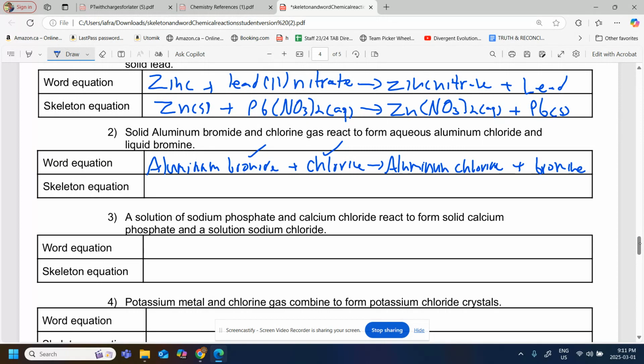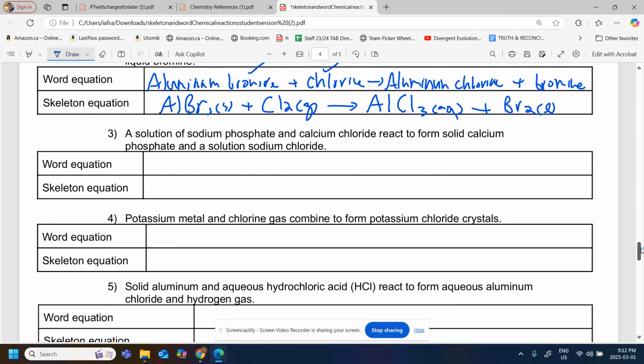To make our skeleton equation, crisscross the aluminum and bromine to make aluminum bromide. So AlBr3, and it's solid. It's going to react with chlorine gas. Don't forget, chlorine is a Hofbrinkel, so Cl2 gas, to produce aluminum chloride. So crisscross aluminum chloride, AlCl3, and it's a solution so it says aqueous. And we made some liquid bromine, so that's Br2, it's diatomic and it's liquid. And there is our second problem.